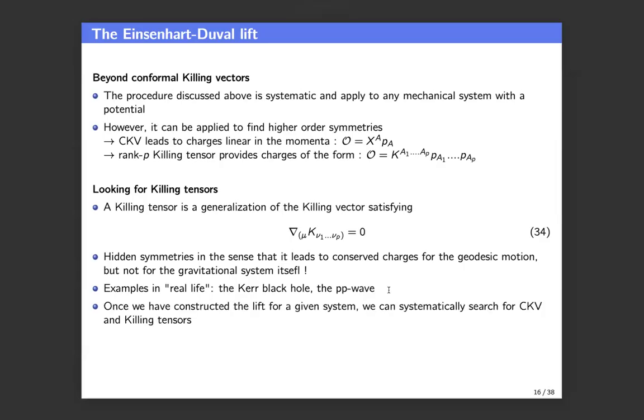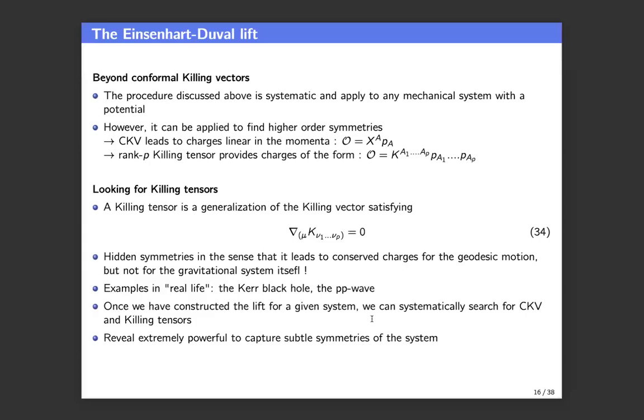Okay. So once we have constructed the lift for a given system, the idea is to systematically search for the conformal Killing vectors and the Killing tensors in order to reveal all the possible charges that we can have. So this approach is quite useful when you try to identify, in a systematic way, all the symmetries of a given mechanical system. And I will show you one concrete example of this.